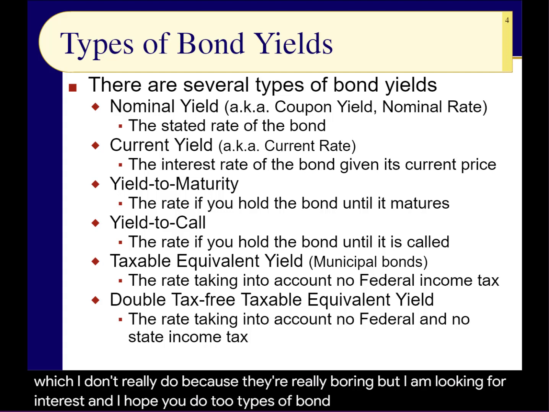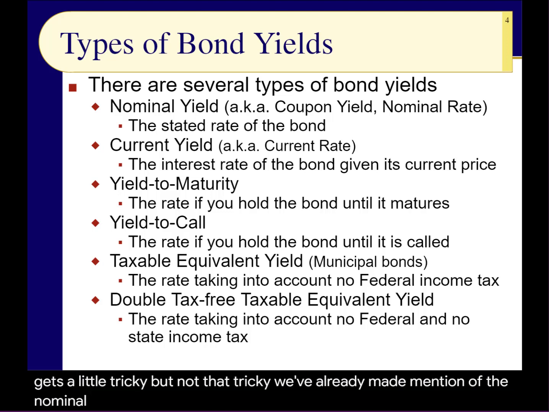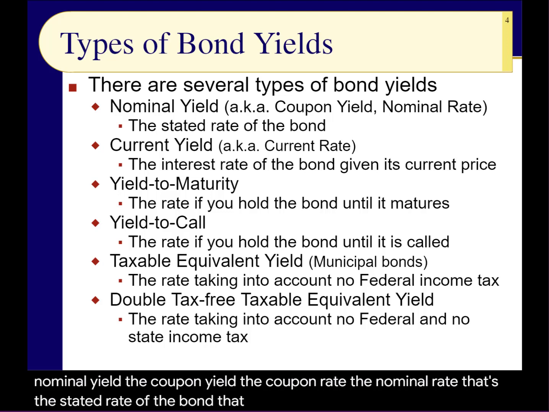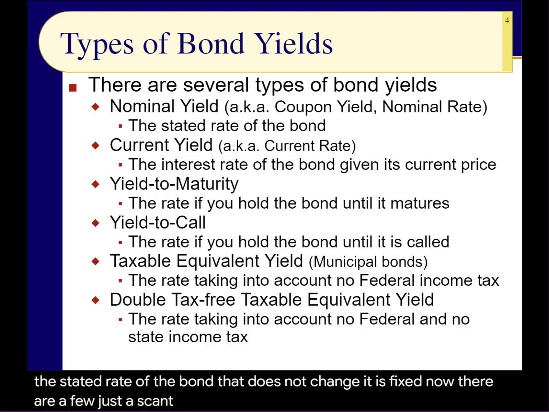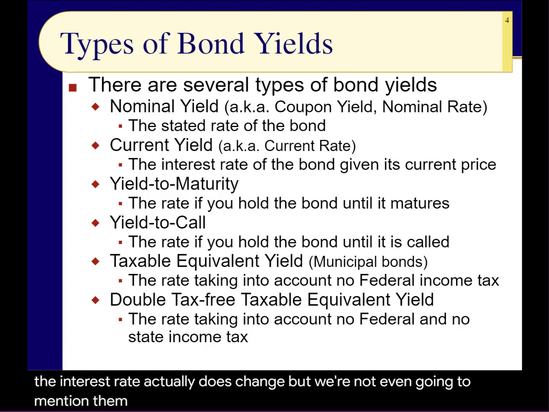Types of bond yields. Now, here's where it gets a little tricky, but not that tricky. We've already made mention of the nominal yield, the coupon yield, the coupon rate, the nominal rate. That's the stated rate of the bond. That does not change. It is fixed. Now, there are a few, just a scant few of bonds that are called floaters, where the interest rate actually does change, but we're not even going to mention them. Oh, I already did. Just in this class, all bonds are fixed.